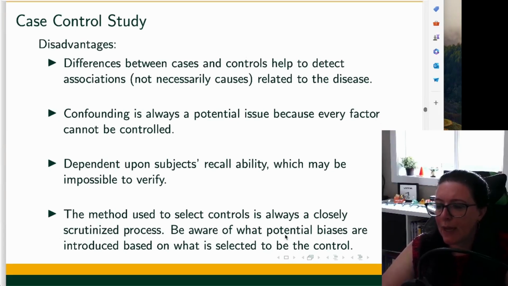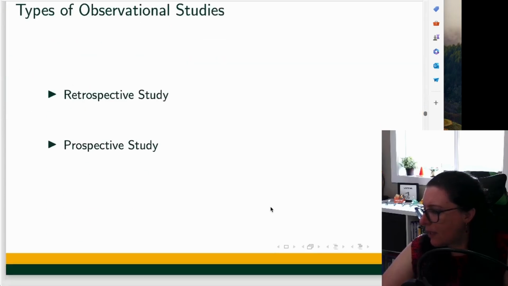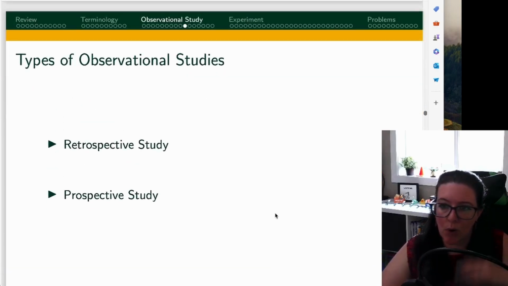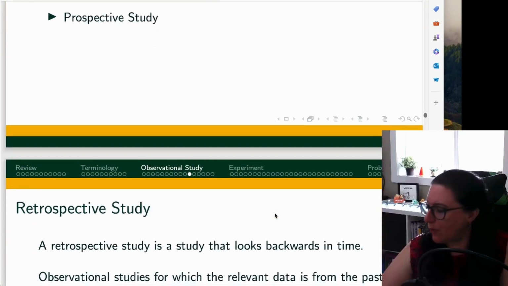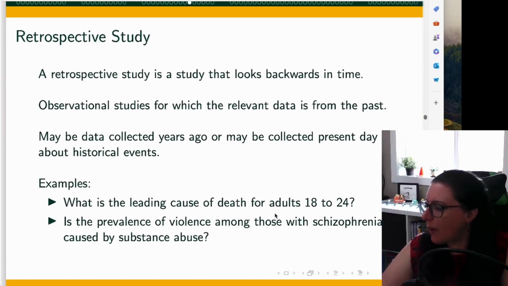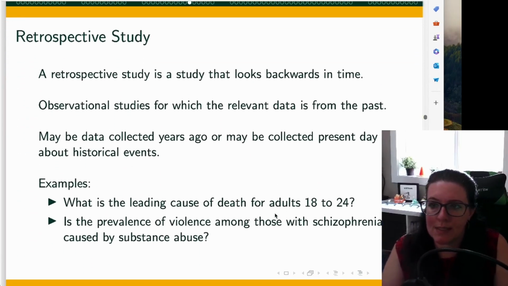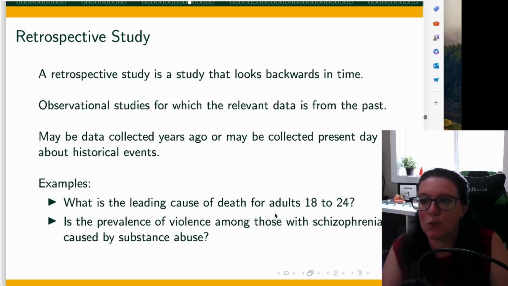When you are doing a case control study, it can be retrospective or prospective. Retrospective, looking back; prospective, looking forward. A retrospective study looks backwards in time, an observational study for which the relevant data is from the past. So we could look at, for example, what's the leading cause of death for adults 18 to 24. Often in these cases, we are sifting through historical records.